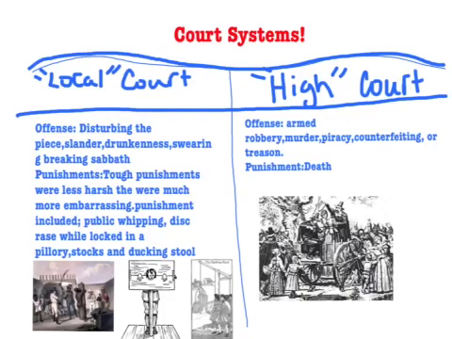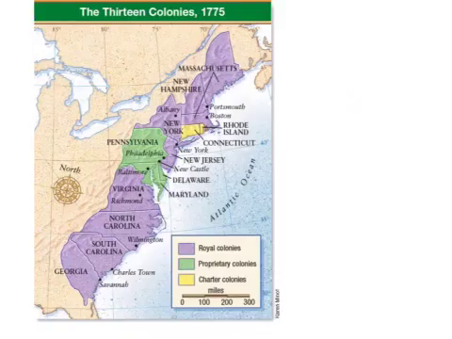Obviously, all of these offenses are stuff that can still happen today, but our punishments aren't nearly as harsh as they were back then. So this is a picture I found off Google. And so there are the royal colonies in purple, the proprietary colonies in green, and the self-governing colonies in yellow.